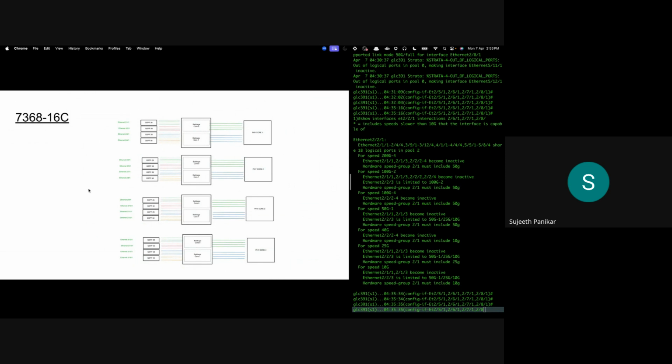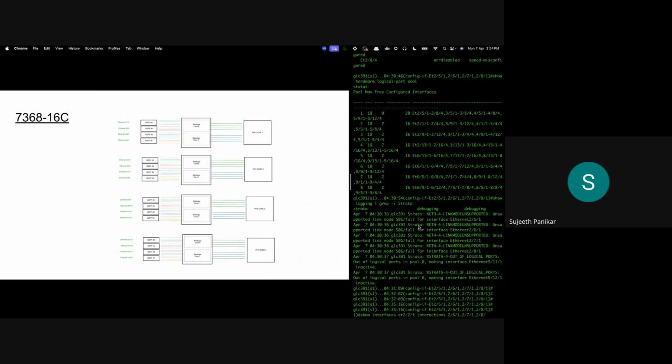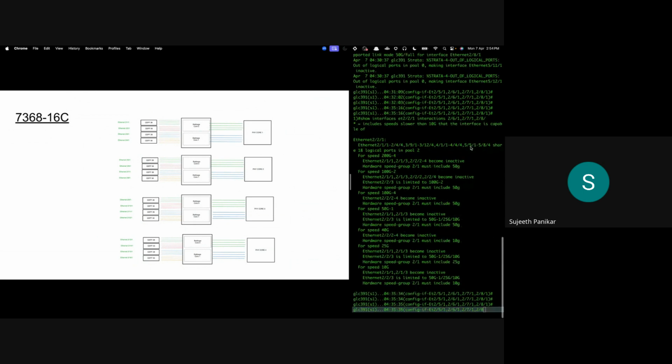Now, once that contention is also fought between the odd and even pair, then like the drawing that you're seeing right now, this is for line card 2. You will have similar drawings for line card 3, line card 4, line card 5, line card 6. Now, when multiple such interfaces are mapped, then we have to see, if the odd even pair contention is over, then from all these line cards in one hardware pool, I can only have 18 maximum logical ports.